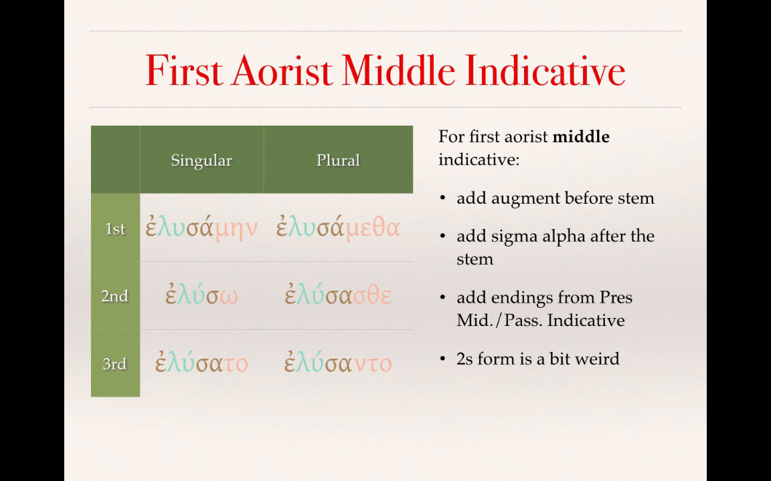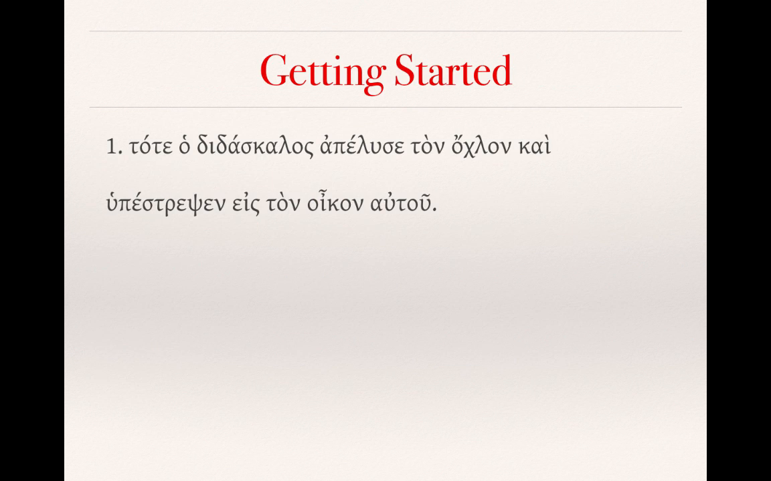If you need an explanation for why the second singular first aorist middle indicative appears this way, Croy provides an explanation from the history of the Greek language. So let's get started with an example from the practice and review. Tote ha didaskalas apeluse tan aklan kai hupestrepsen estan oikan autu.